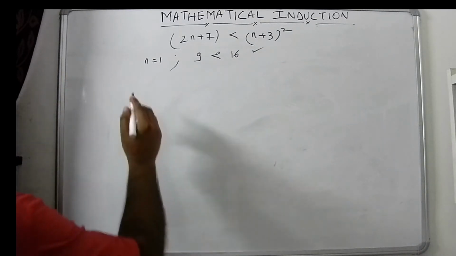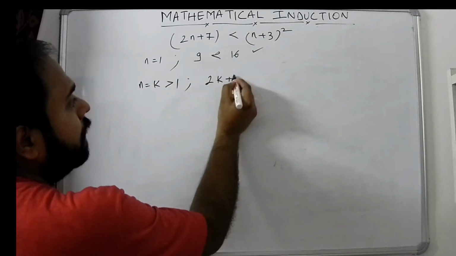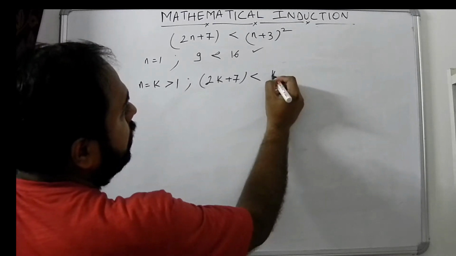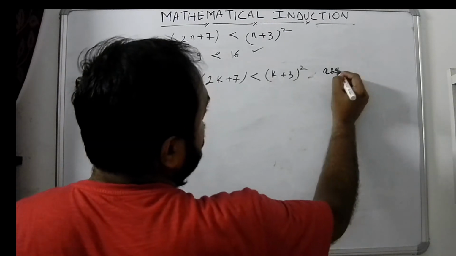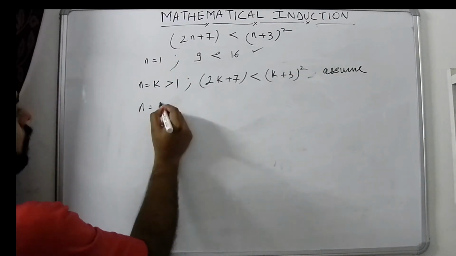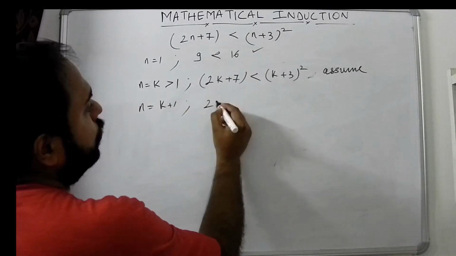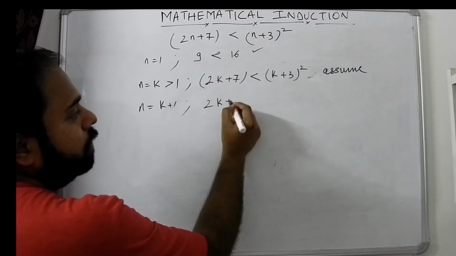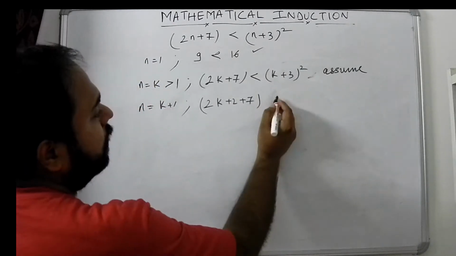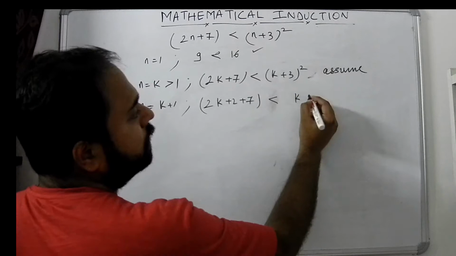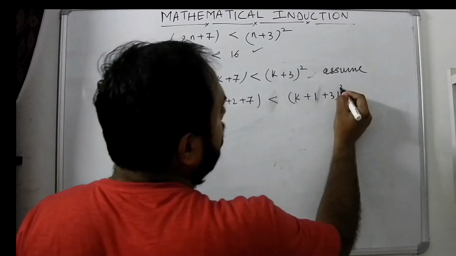Okay, this is correct. Now, for n is equal to k, which is greater than 1, it becomes 2k plus 7 is less than k plus 3 whole square, right? Let's assume this is correct. Now, for n is equal to k plus 1, let's take it in this way. It becomes 2 times k plus 1, I replace, plus 7, right? This needs to be proved to be less than k plus 1 plus 3, which is k plus 4, whole square.